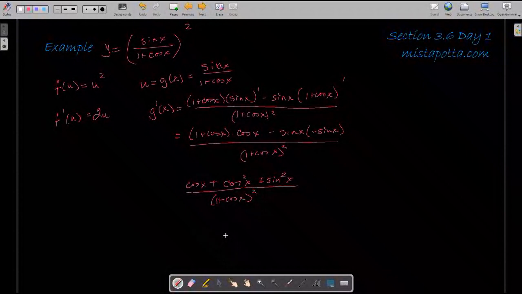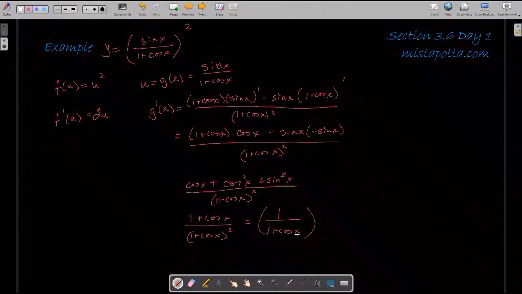And so what I've got here is I've got 1 plus the cosine of x over 1 plus the cosine of x squared. And I've got some algebra that happens here. So I end up with 1 over 1 plus the cosine of x. This is g prime of x.